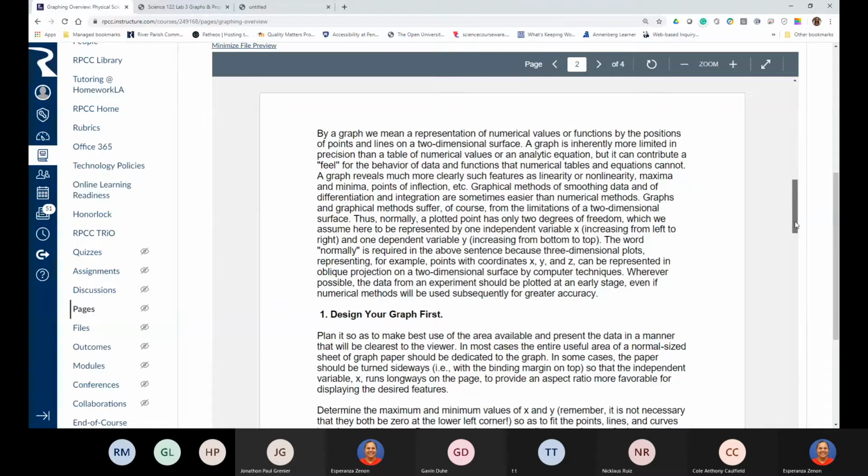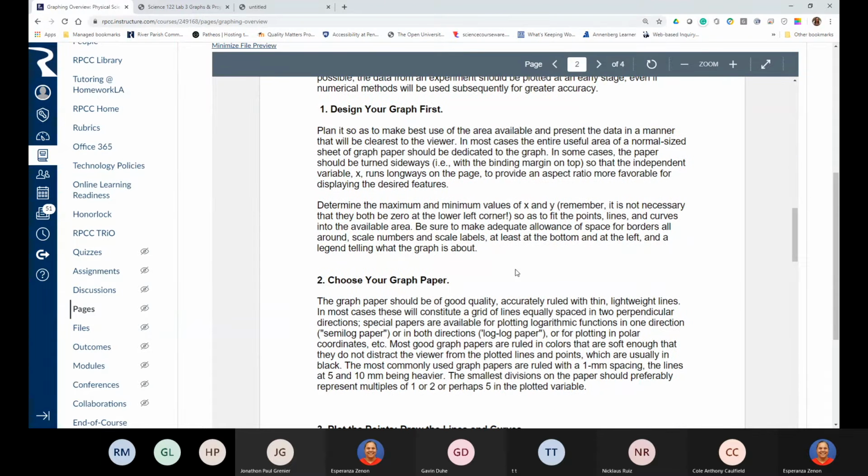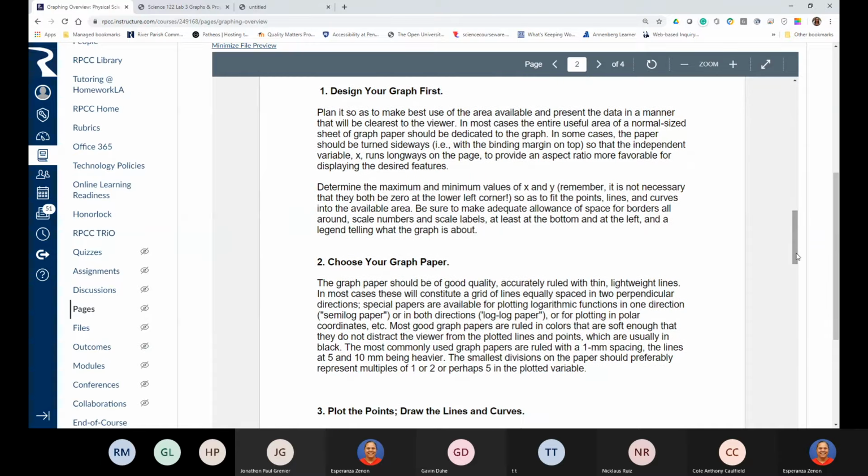All right. So the rest of this is a set of tips. Like I give you pointers on how to do a good scientific graph. And so the first thing it tells you is plan it, to make the best use of the available area, and present the data in a manner that will be clearest to the viewer.